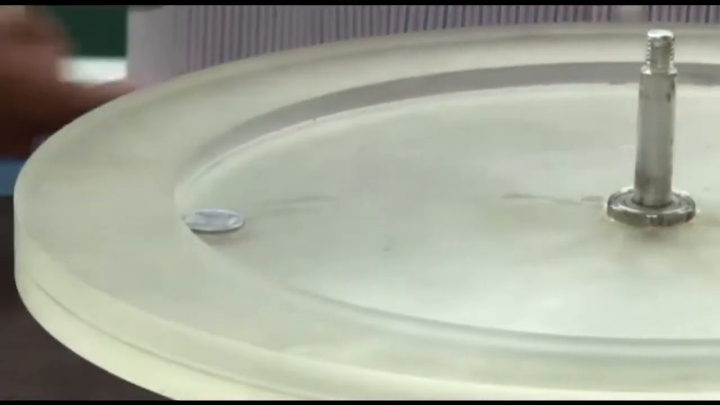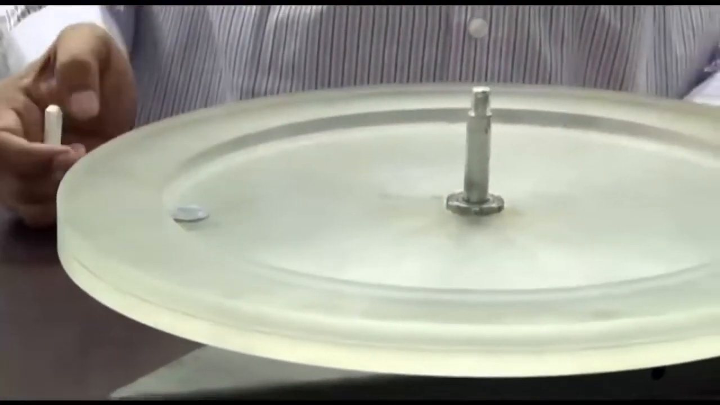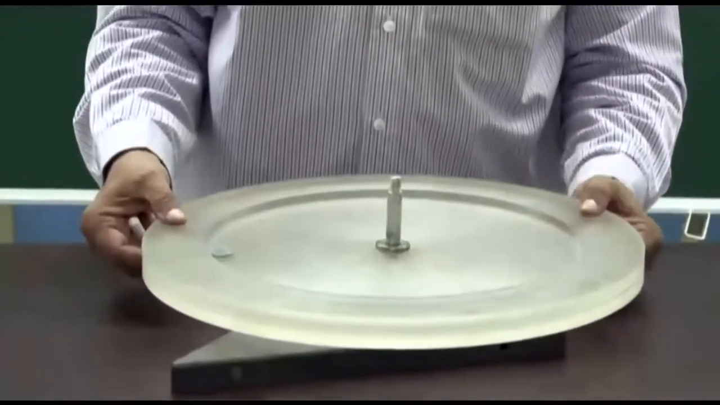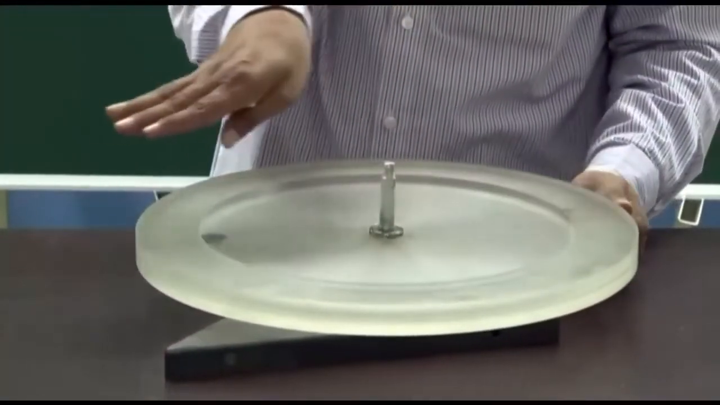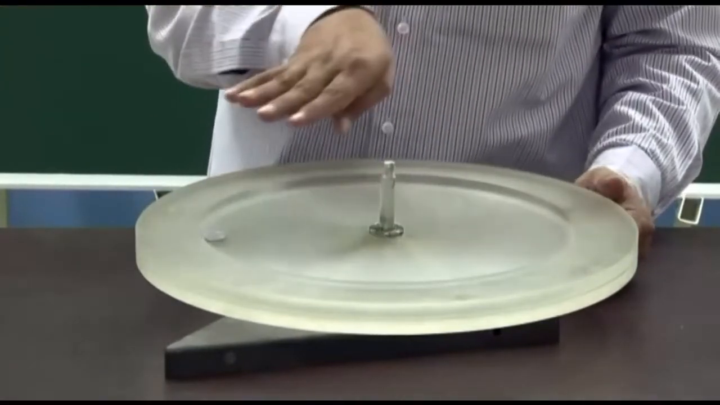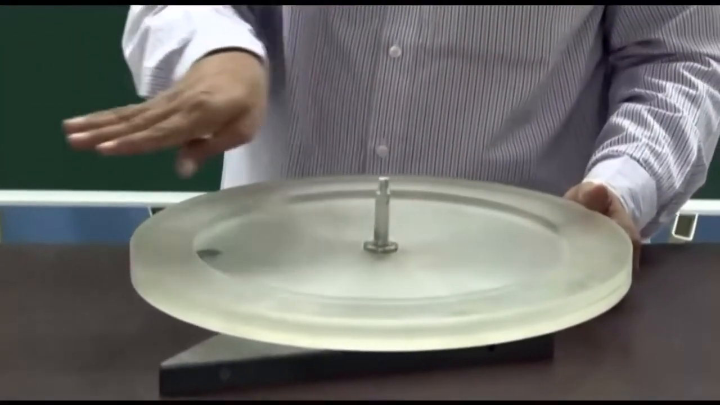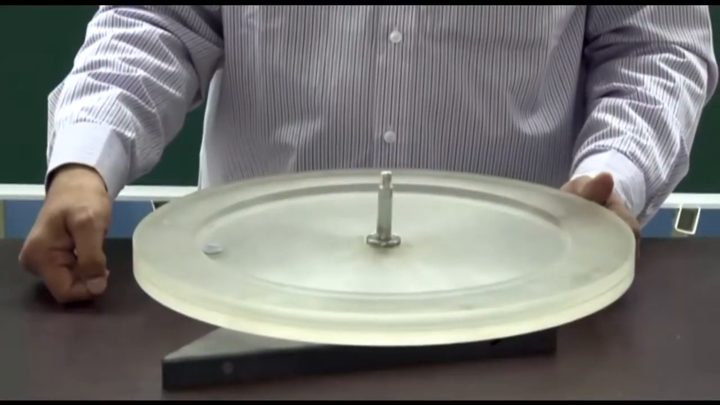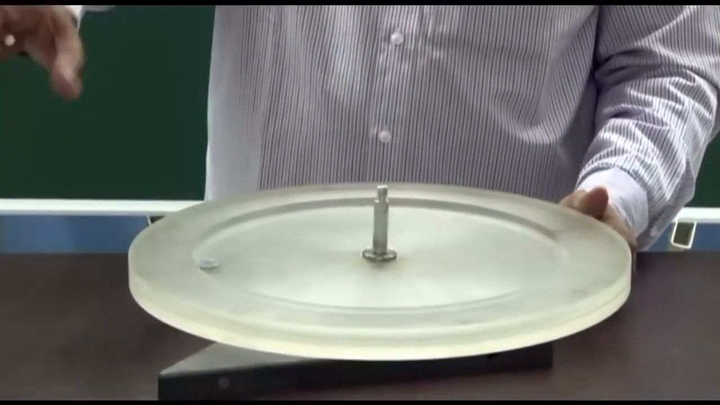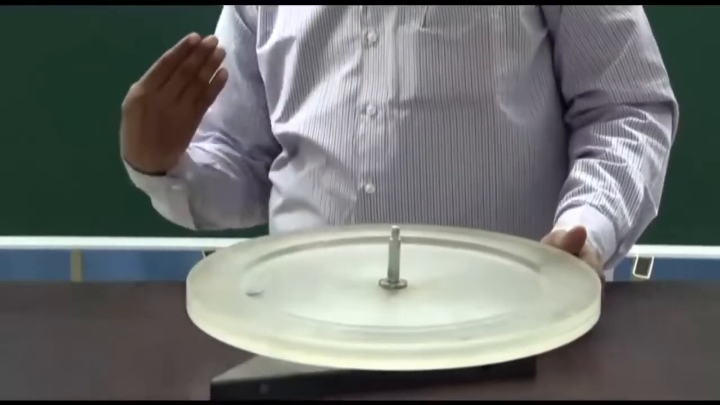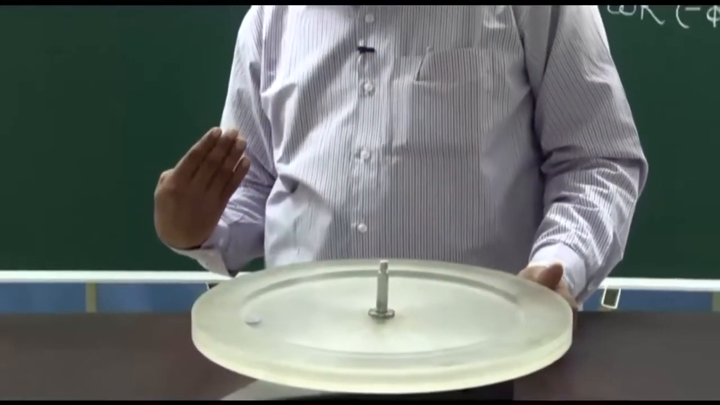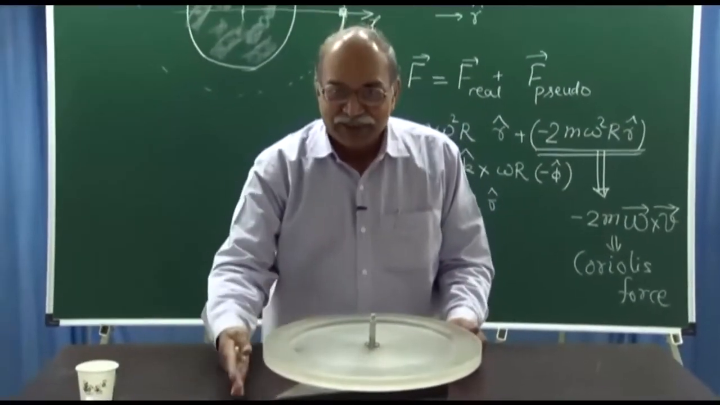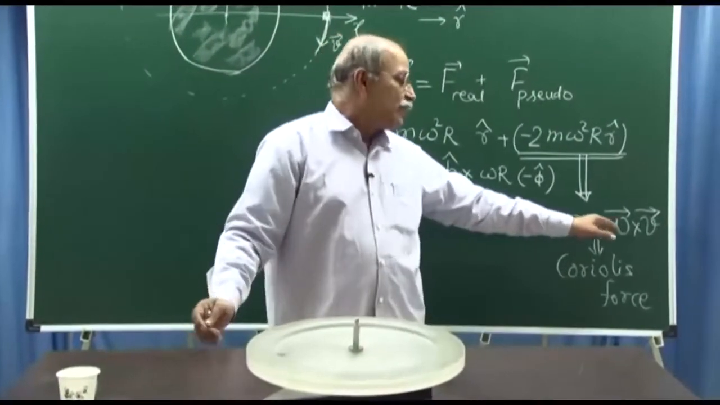I had rotated the disc clockwise as seen by me. So, omega vector is vertically downward, and as seen from this disc, the coin starts in the radial direction because of the centrifugal force. So, velocity is in the radial direction, and omega is in the vertically downward direction. So, what is omega cross V? Omega cross V is in this direction towards me, and therefore minus of omega cross V will be in this direction. That is the direction of Coriolis force, minus 2m omega cross V.